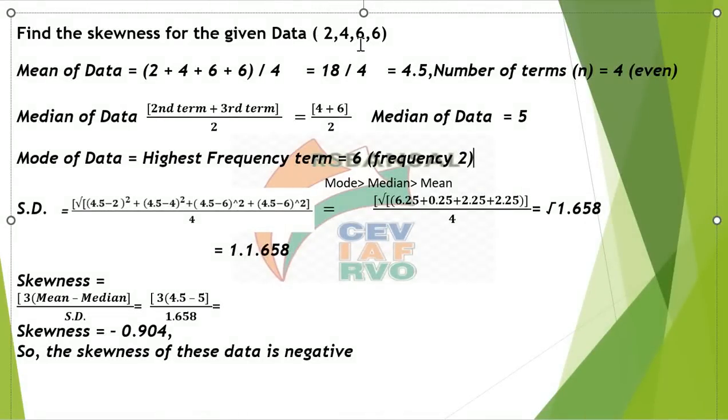And mode, the most occurring value, is 6. So the mode of the data is 6, and it has frequency 2. If you know the standard deviation formula, first you have to calculate variance. What is variance? You have to subtract all the values from the mean.